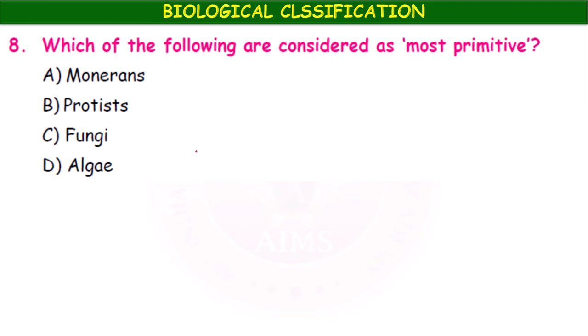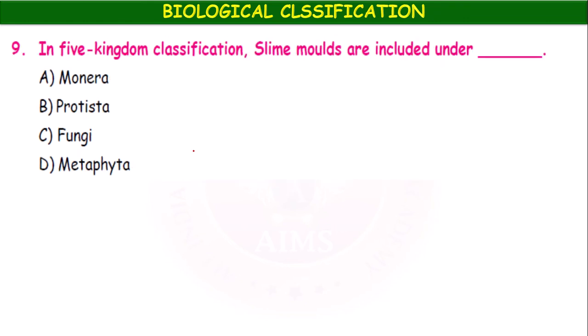Which of the following are considered as most primitive? Monerans, protists, fungi, algae. Monerans, most primitive. Example, bacteria are included. Next, in 5 kingdom classification, slime molds are included under Monera, Protista, fungi, Metaphyta. In which kingdom, children? In Protista.